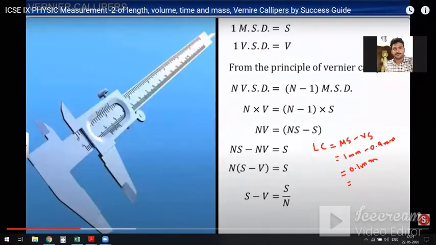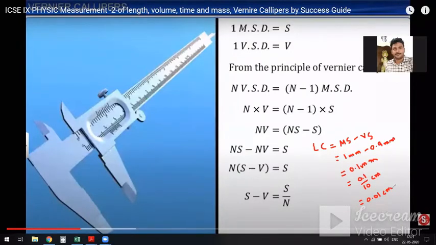So 1 mm minus 0.9 is 0.1 mm, and you want to convert it into centimeter. So you are going to divide 0.1 upon 10. Then your answer will be in centimeter, so your mm will get converted into centimeter. Then 0.1 upon 10, how much is it? 0.01 centimeter.